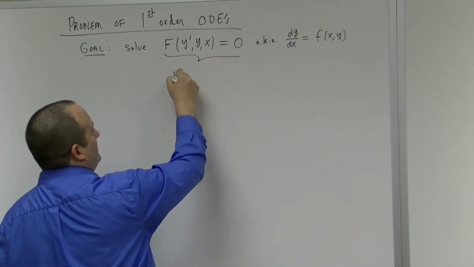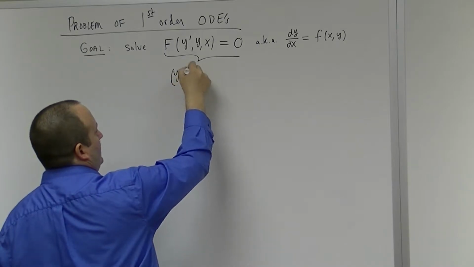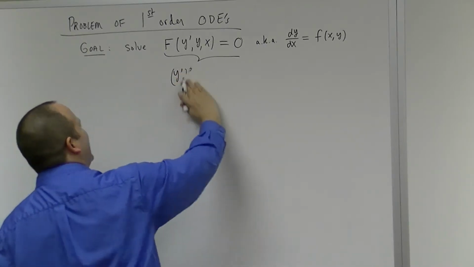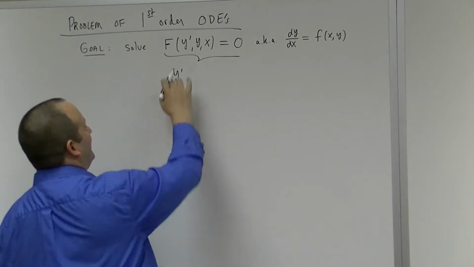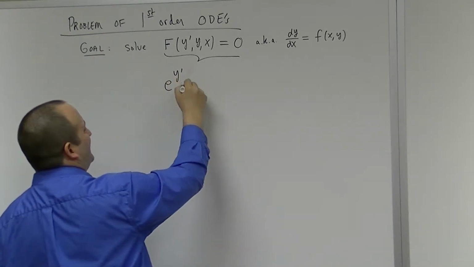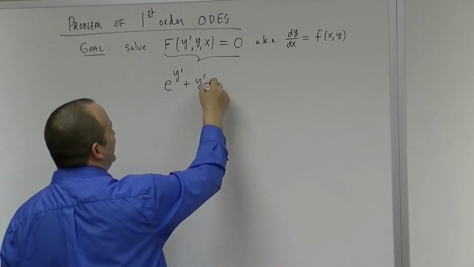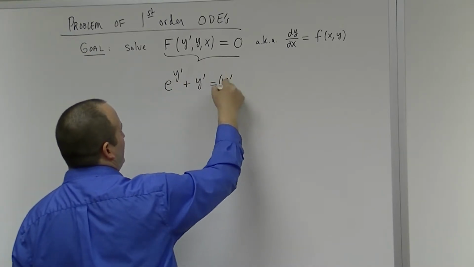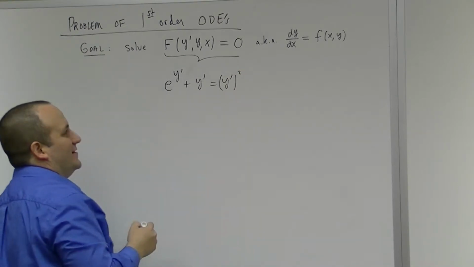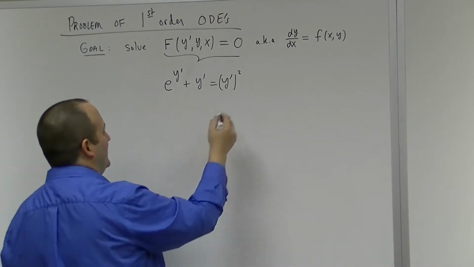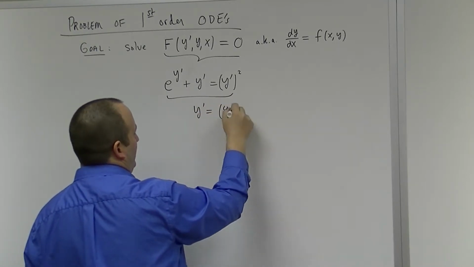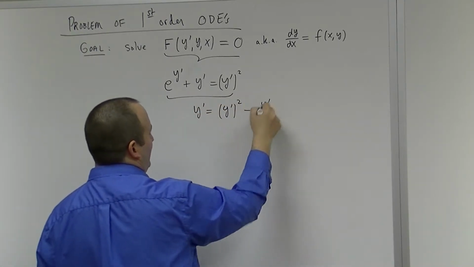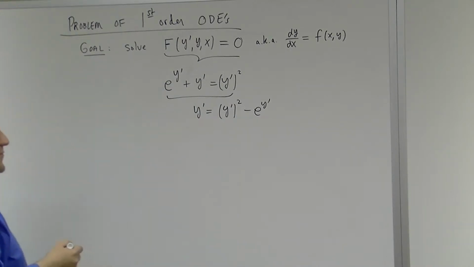How about this? Like, e to the y prime. E to the y prime plus y prime equals y prime squared. You're like, but you can solve for y prime, right? Well, yeah, I can solve this for y prime. I get y prime equals y prime squared minus e to the y prime. Great. But that's not the equation we're looking for.